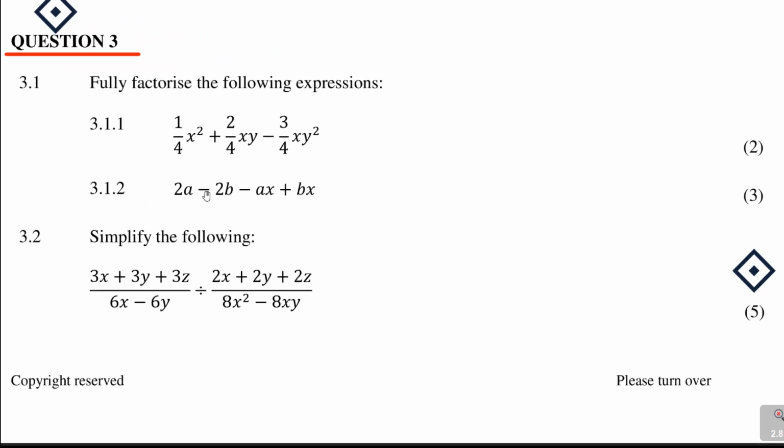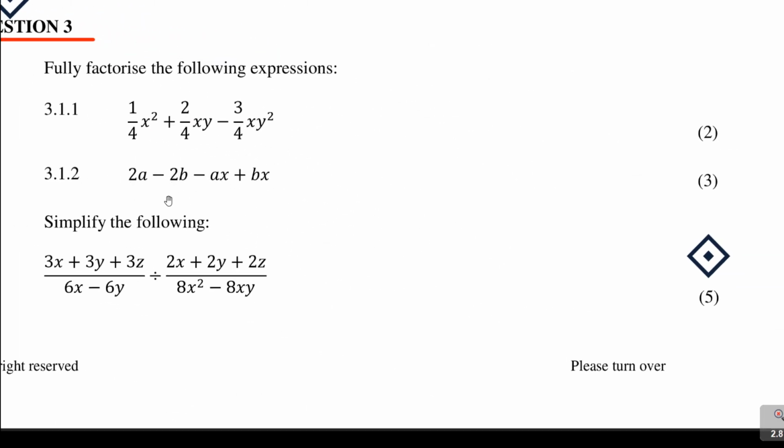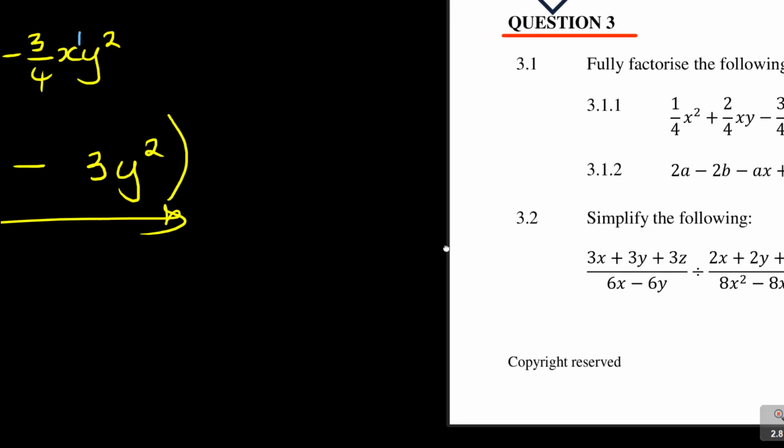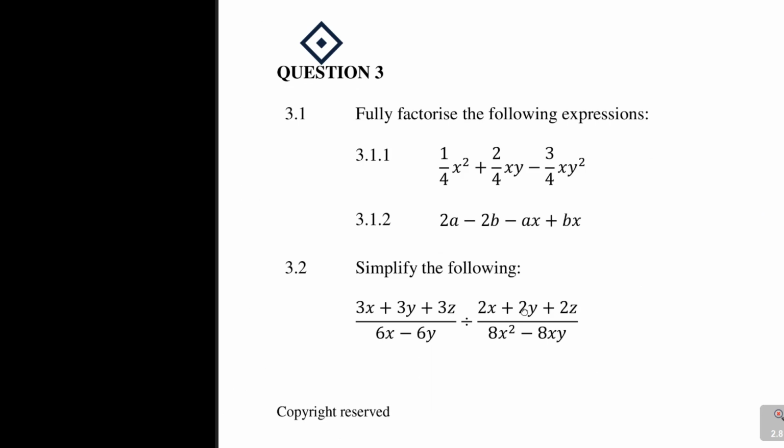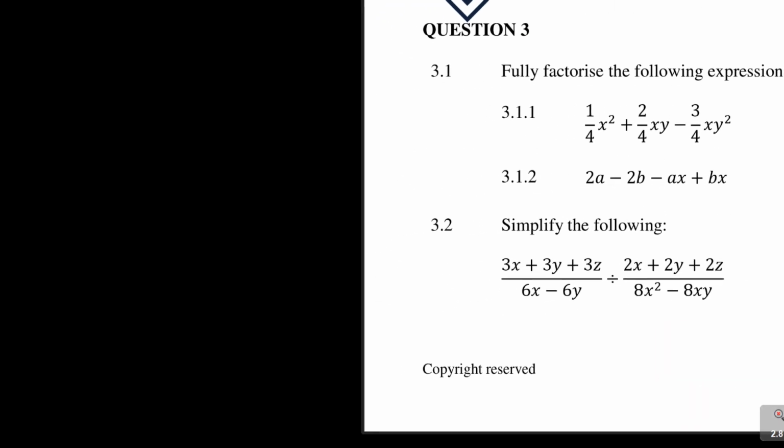Next one is, I'm still factorizing 2a minus b minus this. Okay, let's remove that and have a fresh one there. You are saying, how many marks? 3. 2a minus 2b minus ax plus bx. There are 4 terms. Look, 1, 2, 3, 4.